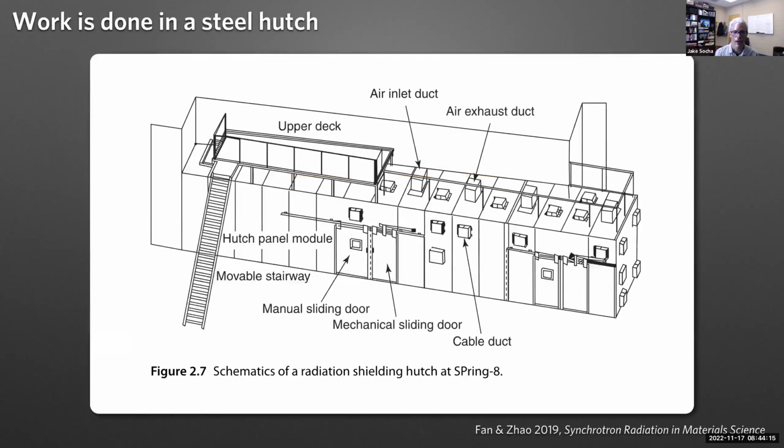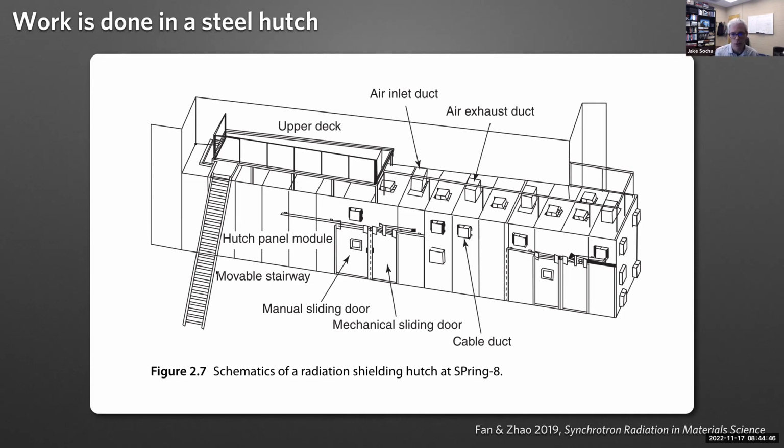Okay, so let's talk about practical stuff. How do you actually do these experiments? They're done in a steel hutch. And in the steel hutch, you cannot be there when the beam is on. There are actually safety devices in there. So if you ever get caught in one and the beam is on, there's a safety button and you punch that and it shuts down the whole facility. As far as I'm aware, it's never happened at the APS, but they have that capability.